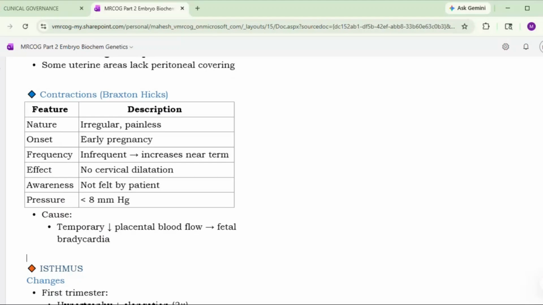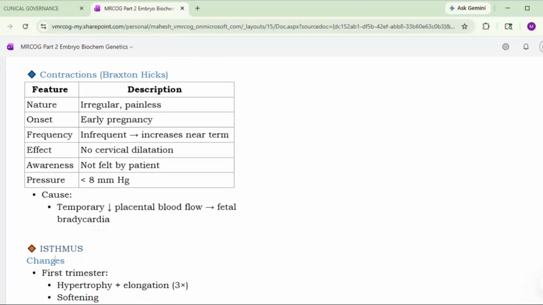These are irregular, painless contractions. They will begin early in the pregnancy. Their frequency is initially infrequent, but it increases near around term. But the most peculiar thing is that they are not associated with cervical dilatation. They are not felt by the patient, and there is no increase in the intrauterine pressure. The pressure is less than 8 millimeters of mercury.